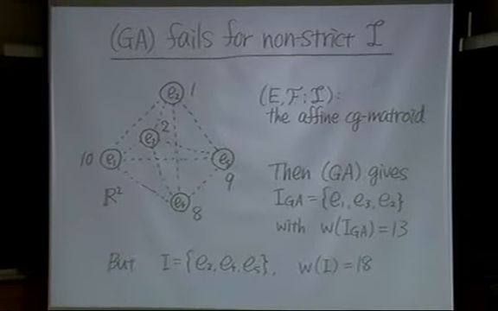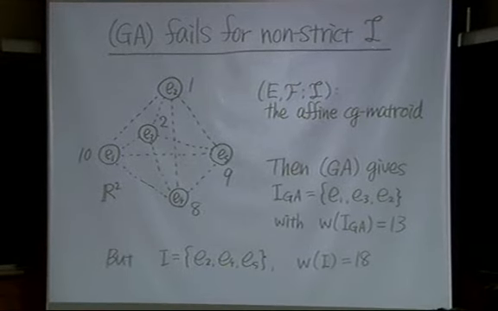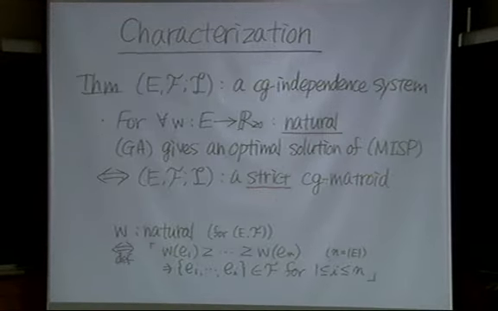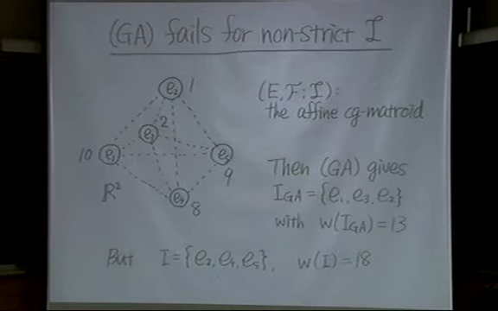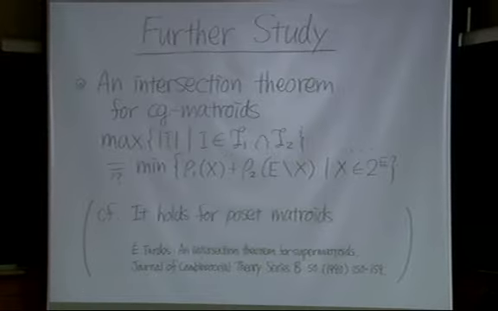And this is an example. If we take a non-strict CG matroid, even if the weight is natural, the greedy algorithm sometimes fails and does not give an optimal solution. This is an example, but I won't explain it. Okay, I will finish the talk here, but I will talk about some further study on CG matroids.